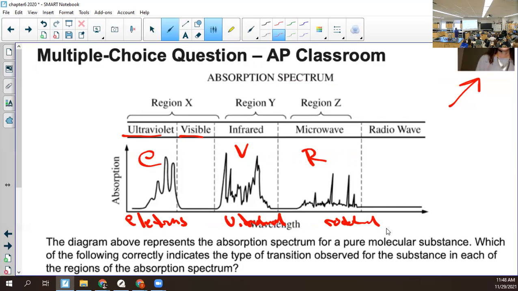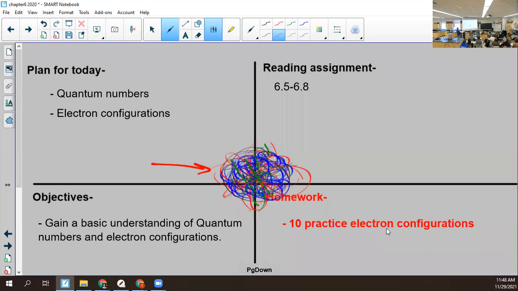Okay, now today we're going to talk about quantum numbers and electron configurations. Quantum numbers are not really on the test anymore. Like, it helps to know them, but you'll not be assessed on them. They used to be very on the test. If you haven't read, keep reading. Objectives: gain a basic understanding of quantum numbers and electron configurations, and yada, yada, yada. You okay with that?